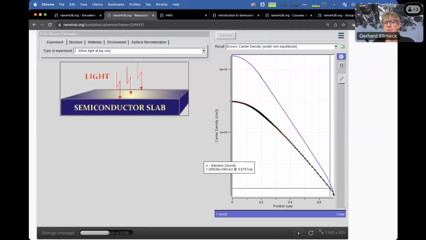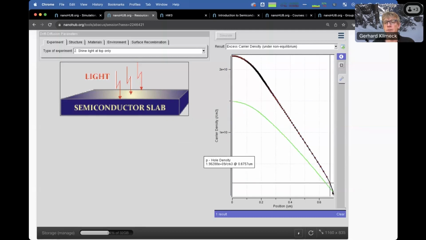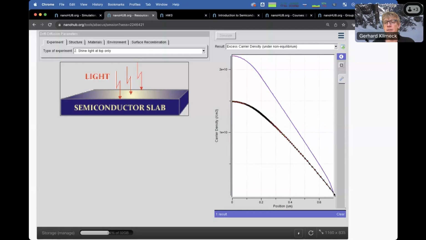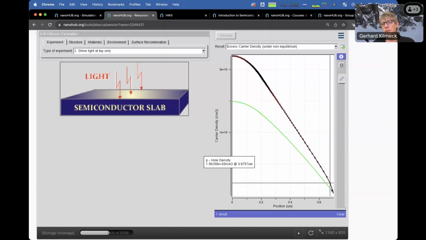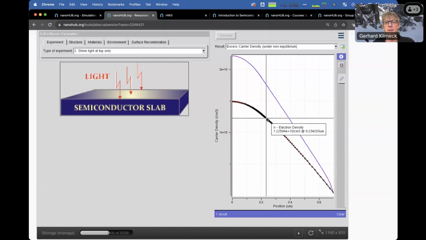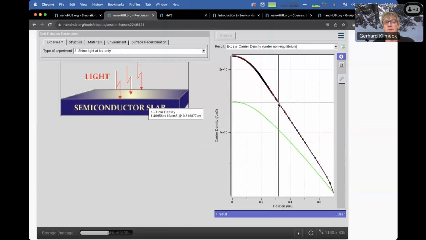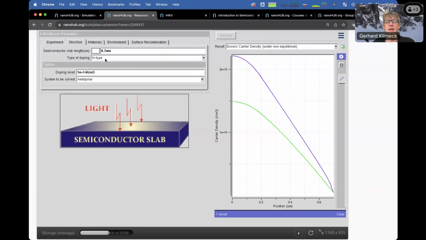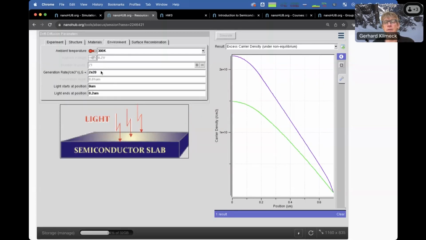You have a pretty strong recombination here on the surface, right? And it looks pretty linear here, right? And then it cuts down here with a boundary condition. This is the electron density, this is the hole density. We are in an N-type device, and we're not hitting the system very hard with light.